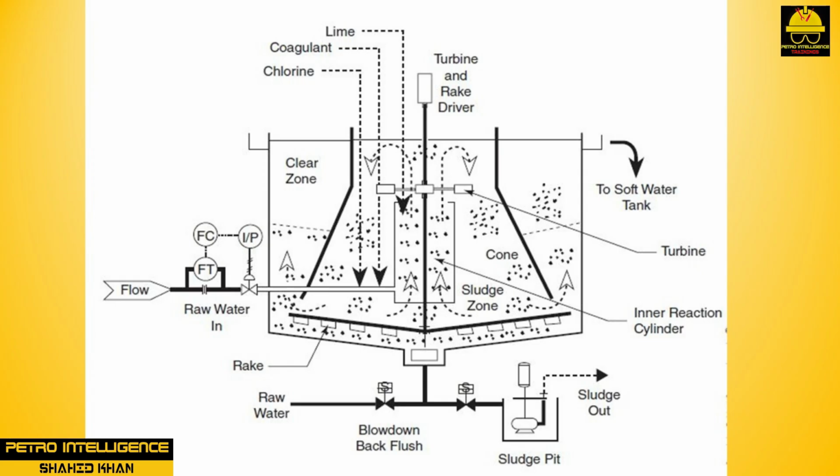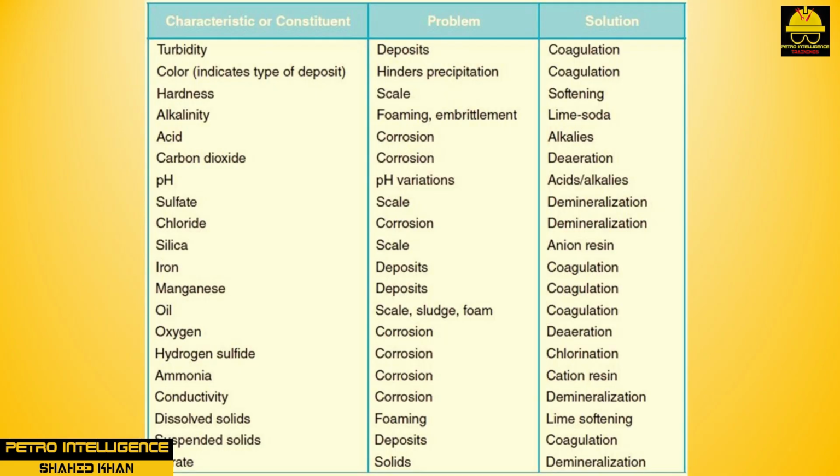It is not unusual for blowdown to equal 5% to 10% of the total capacity. Blowdown is controlled through an instrument designed to measure the electric conductivity of the water. Blowdown ports are typically located on the bottom of the boiler so accumulated sludge can be removed. This table lists common boiler water problems.